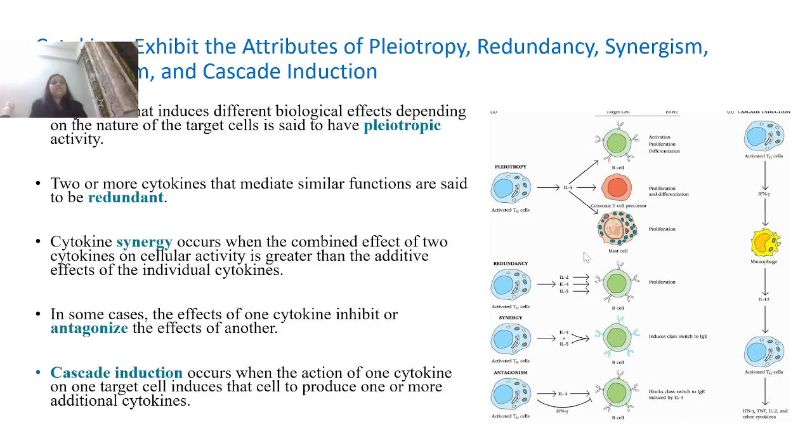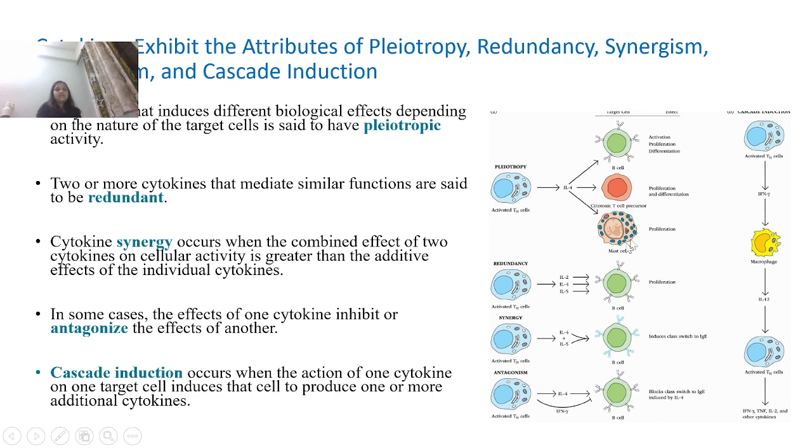So, cytokines can have different properties, like a property known as pleiotropic behavior, where it can have different effects on different cells. For example, IL-4 can activate, proliferate or differentiate B cells, can proliferate and differentiate Tc cells, as well as proliferate mast cells. So it has different effects on different cells depending on the nature of the particular cell, and this is known as pleiotropic behavior.